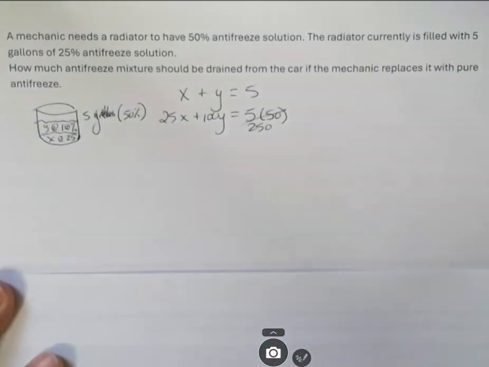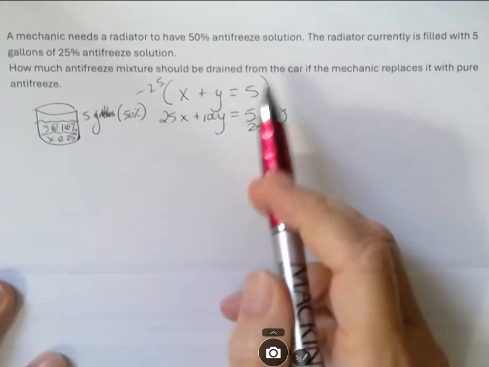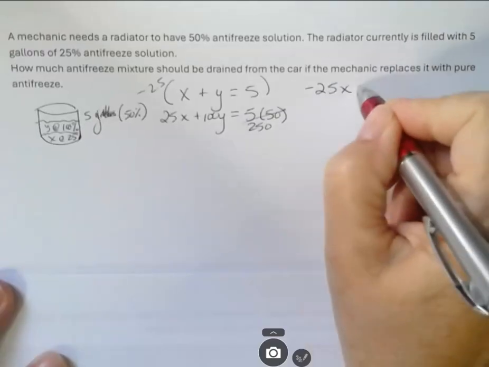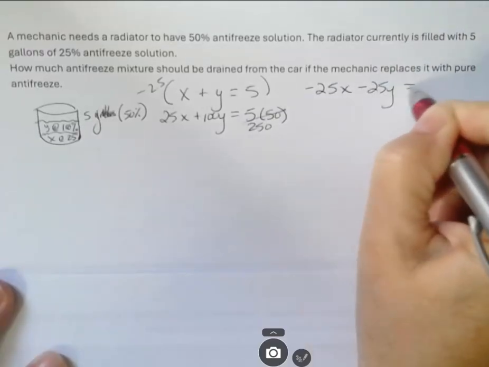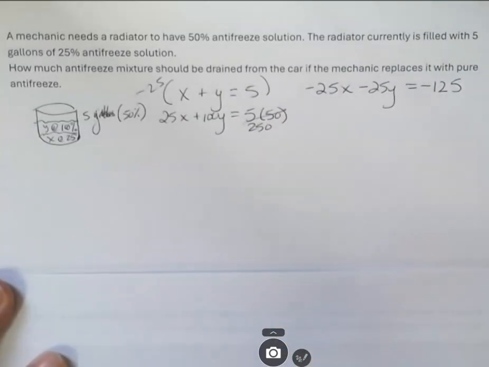But I then need to do something. You can do substitution or elimination. I'm going to do the elimination method here. So I'm going to multiply this whole equation by negative 25. That gives me negative 25x, negative 25y, and 25 times 5 is 125, so negative 125.